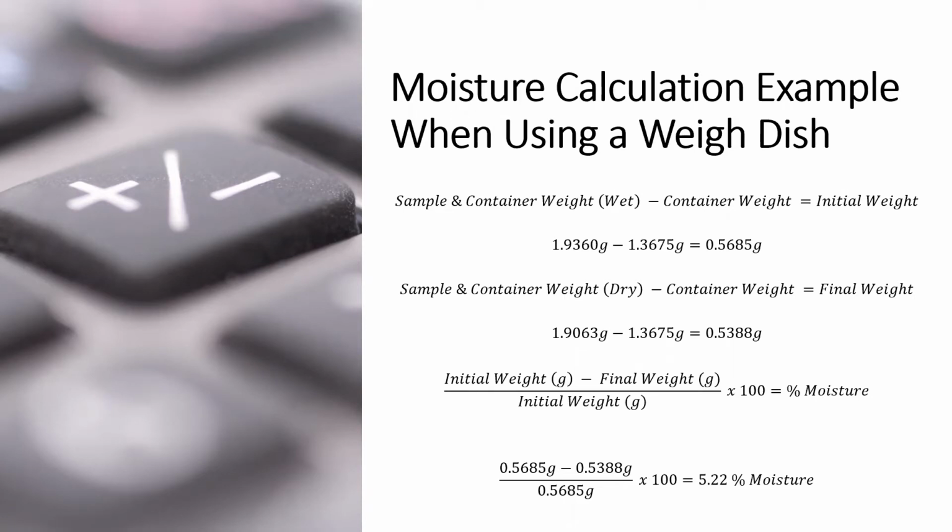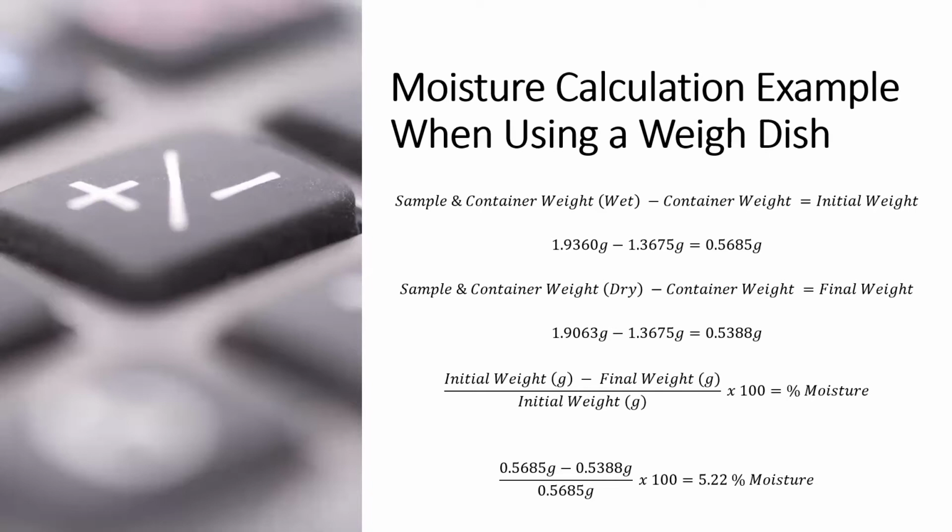For example, the weight of the sample and container is 1.936 grams, and the container weighs 1.3675 grams by itself. When we subtract the weight of the container from the weight of the sample and the container, we obtain an initial weight of 0.5685 grams. Once the sample has been dried, the weight of the sample plus the container came out to be 1.9063. Therefore, if we subtract the weight of the container from the weight of the container plus the dry sample, we obtain a final weight of 0.5388.